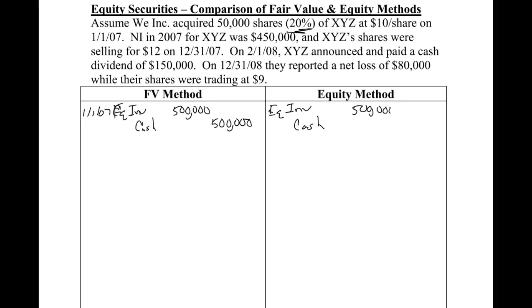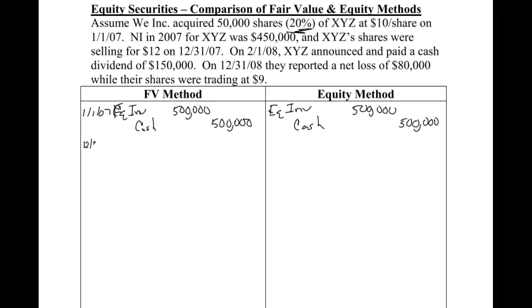So we record it at 500,000. Remember, equity investment also gets recorded at cost, so therefore our first journal entry is going to look the same. Let's jump ahead to the end of the year. It says XYZ, the company that we invested in, reported net income of $450, and their shares had gone up from $10 to $12 a piece. So let's handle that portion first over here.